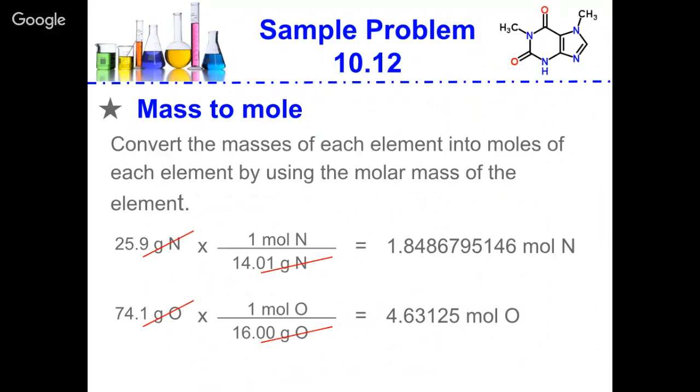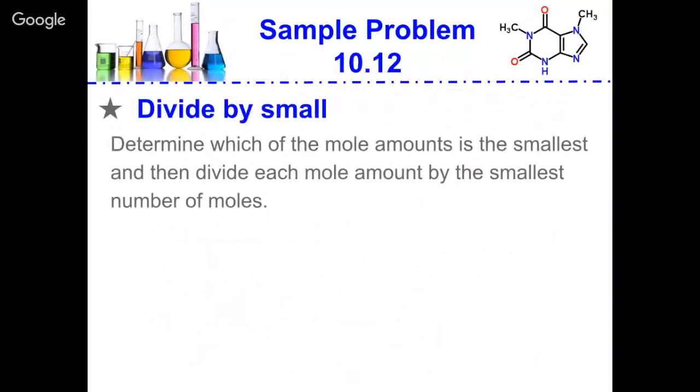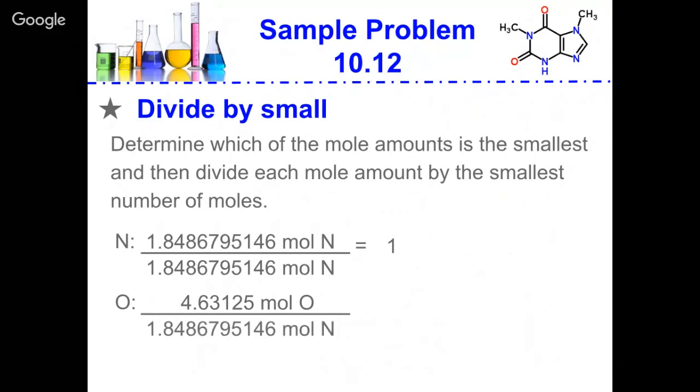So we just determined how many moles of nitrogen are in this sample, how many moles of oxygen are in this sample. Now we need to figure out what the ratio of each is. So we're going to divide by the small. So determine which of the mole amounts is the smallest, then divide each mole amount by the smallest number of moles. So when we look at nitrogen, we have 1.848679546. And this is actually going to be the smallest one out of the nitrogen and the oxygen ratios that we just solved for. When I do that math, I get a 1. Oxygen, on the other hand, when I divide it by my nitrogen mole amount, I get 2.5. Notice how I still have not rounded my answer yet.